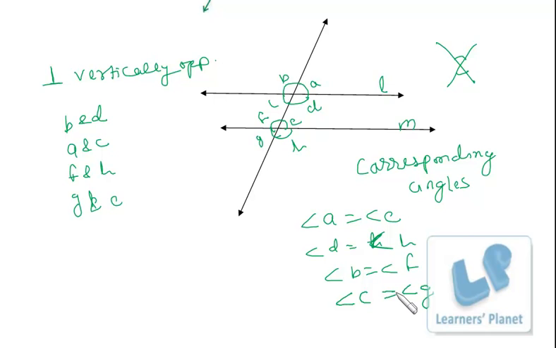So you must be knowing all of them, because we cannot say at what time which property, which combination will be used. You must be knowing all the combinations. Next is alternate angles.